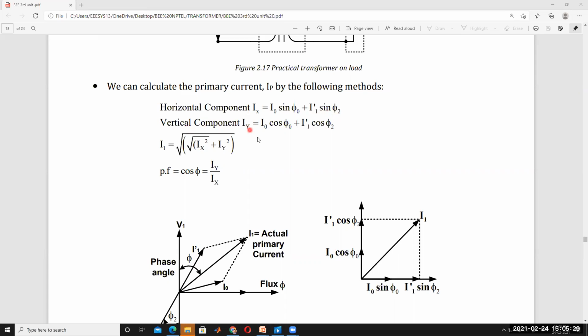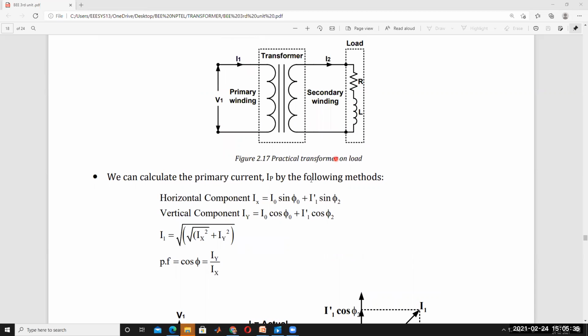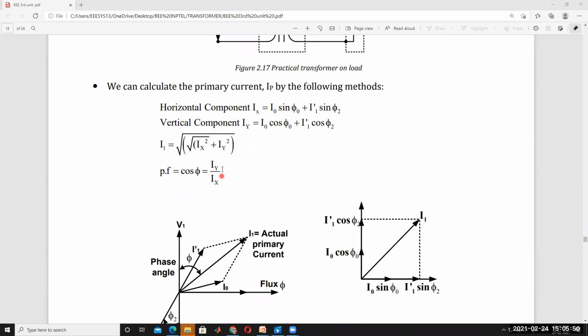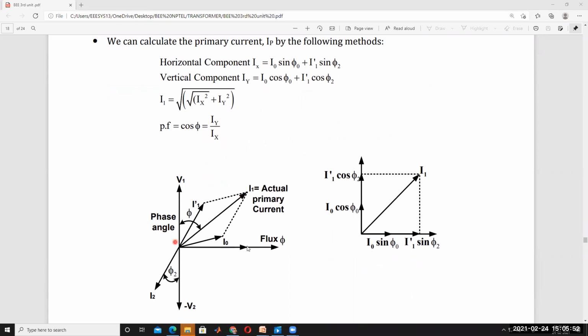And the vertical component Iy is called the watt-full component. Under no load condition it is I0 cos φ0, and because of the load condition it is I1 dash cos φ2. The resultant of these two is I1 equal to the square root of Ix squared plus Iy squared. Then the power factor is cos φ, where tan φ equals Iy by Ix.